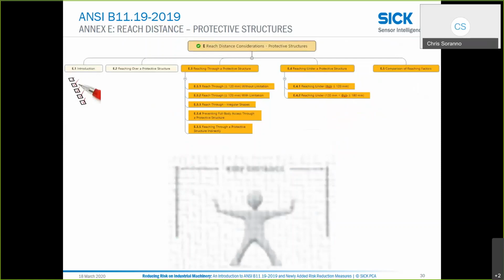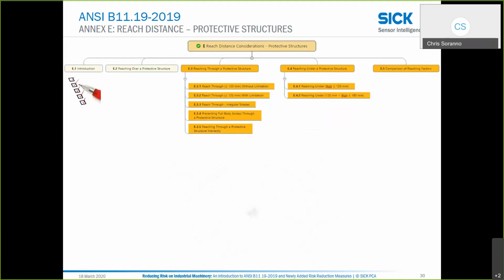value. When we talk about reach distances or safety distance for guards, it's now in its own clause. And one of the first things that we addressed was the anthropomorphic data, the body measurements, the reach considerations of the human body.